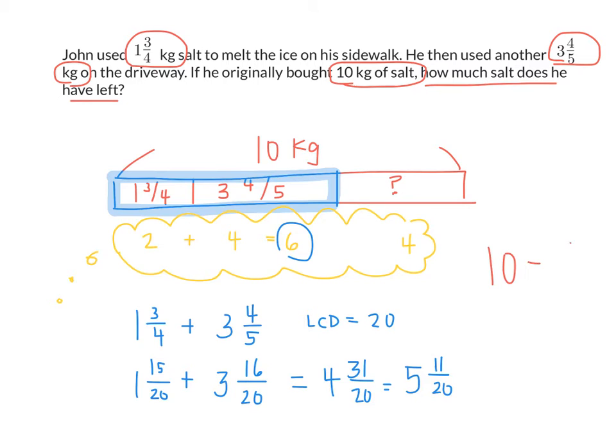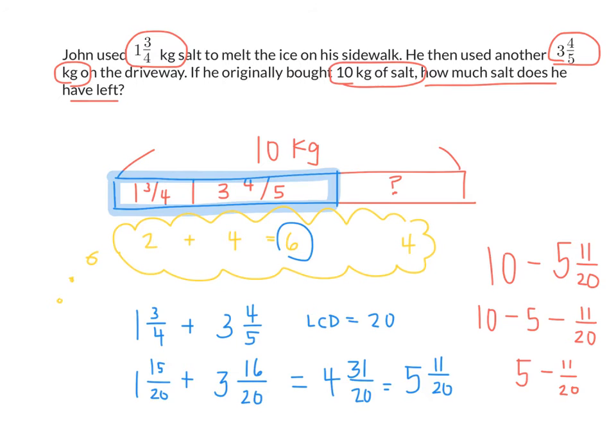and we have to subtract 5 and 11/20 to find out what's left. Is this the same as 10 minus 5 and then minus 11/20? Is that the same? Yeah. So what's 10 minus 5? 5. So this is the same as 5 minus 11/20.